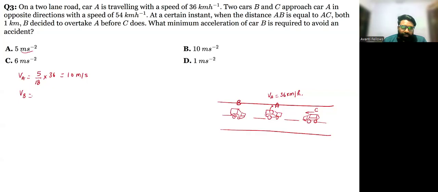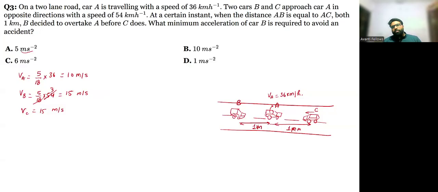Similarly, VB will also become what? 5 by 18 into 54, which is nothing but 15 meter per second. Now, the same goes for VC because VB and VC are the same. Okay. Now, if you see here, at an instant of time, the distance between AB is 1 kilometer and the distance between VC is 1 kilometer.